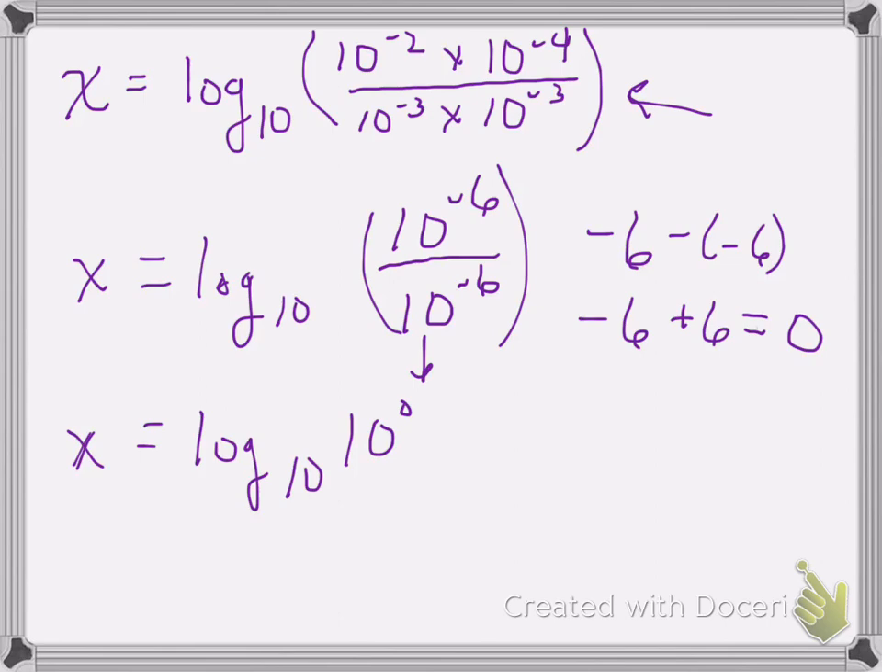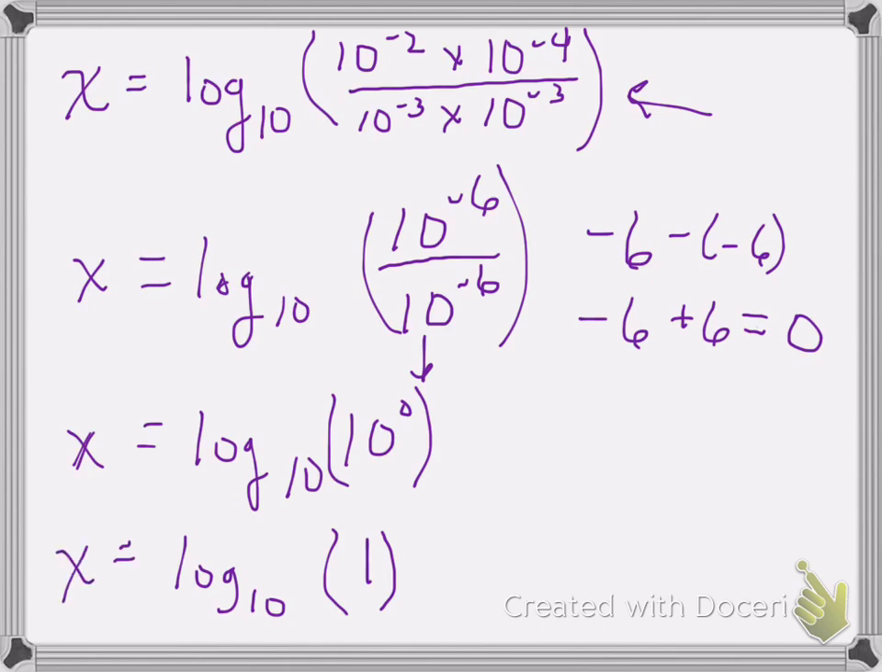Remember, 10 to the 0 means I'm going to move the decimal point no spaces to get to 1. And so this whole thing, this whole log base 10 of 10 to the 0, I'll put in parentheses just to separate that out so we can see it. So 10 to the 0 is 1. So we have log base 10 of 1 equals x.